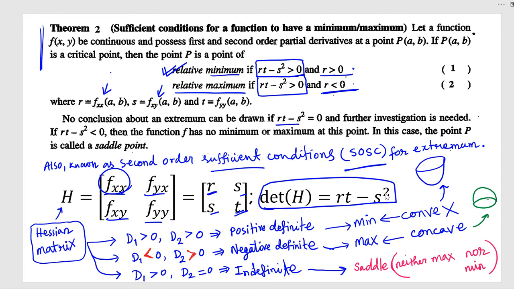But if the determinant is 0, no conclusion about an extremum can be drawn, and further investigation is needed. On the other hand, if it is negative, then the function has neither a minimum nor a maximum at this point. In this case, the point will be a saddle point.